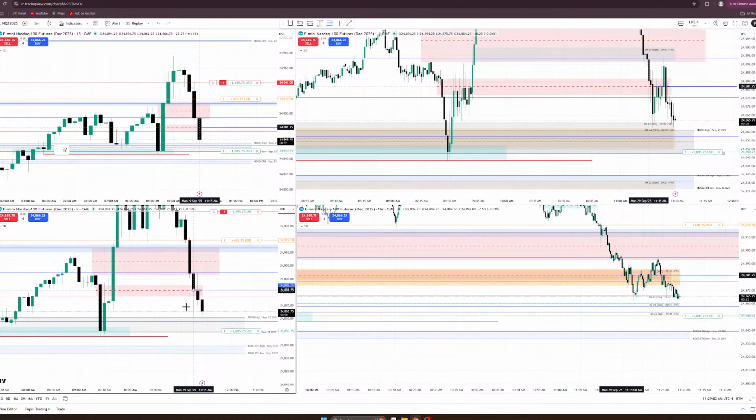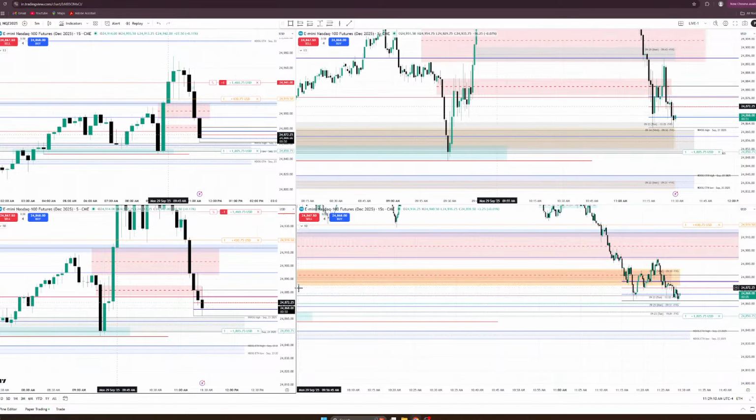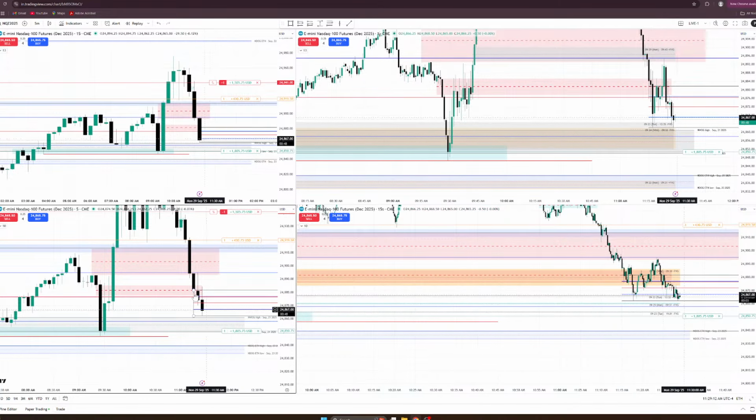So let me mark this wick quadrant levels again. So this was the midpoint of this wick. So this candle, we still have 50 seconds to close. We want to see this candle close below 50% of this wick guys. That is the red line.